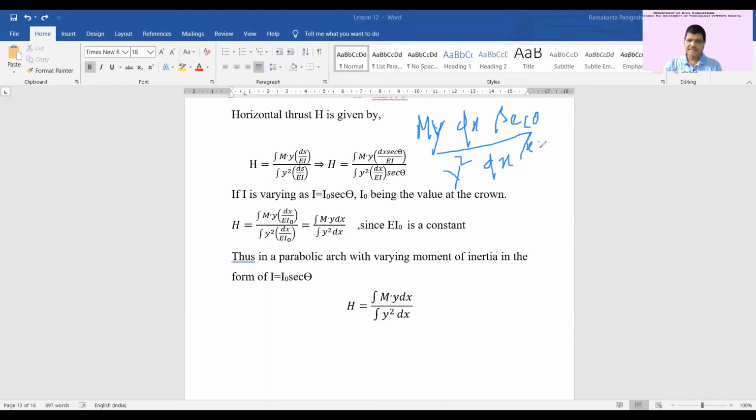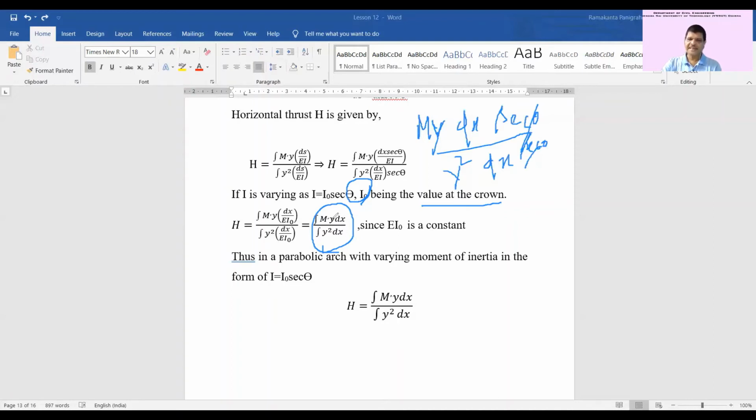So this sec theta will cancel, this EI will cancel, and again I is equal to I0 sec theta, the variation of the moment of inertia. What is I0? I0 is the moment of inertia at the crown. At any other point, you'll find I is equal to I0 sec theta. If we put all the things, you get a very simplified equation that h is equal to the integral of M into y into dx over the integral of y square into dx. Now x varies from 0 to L.